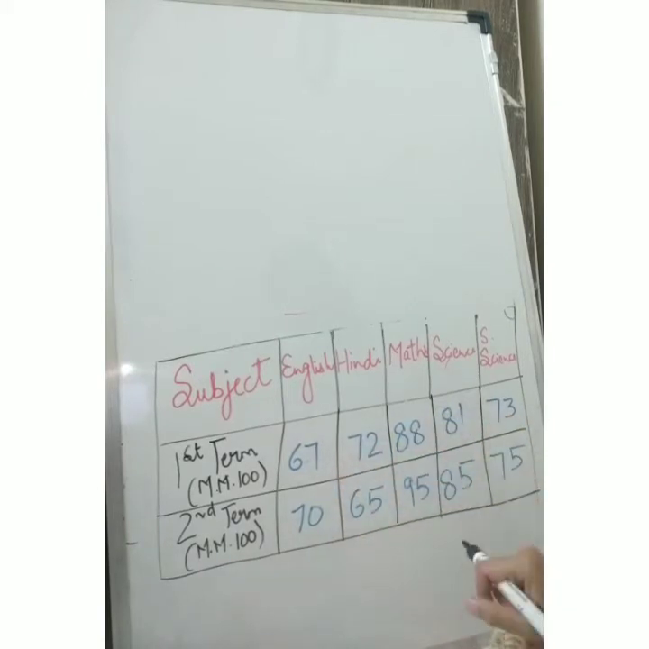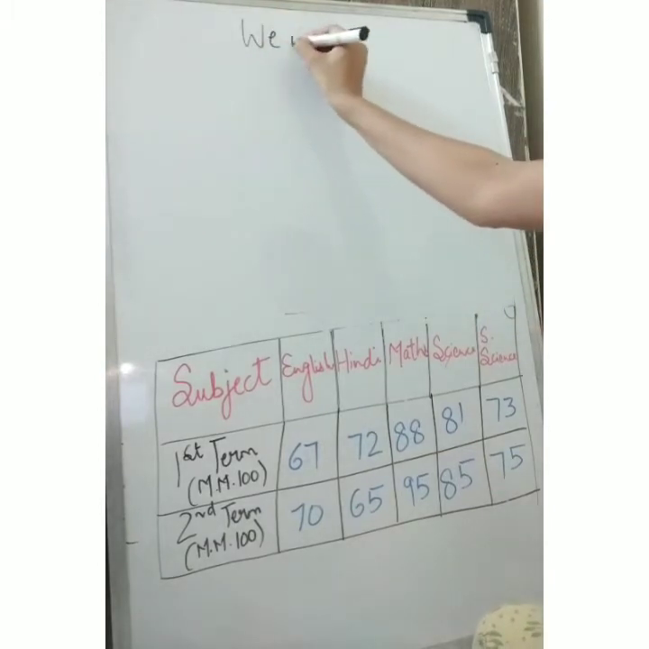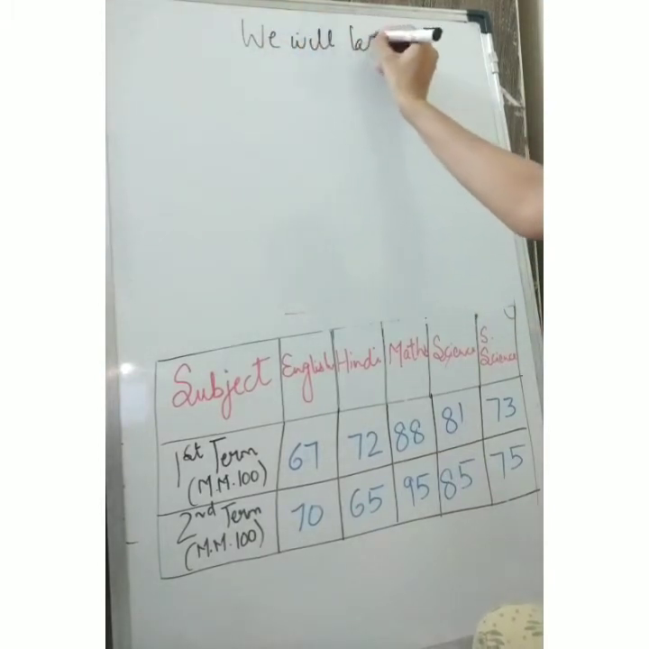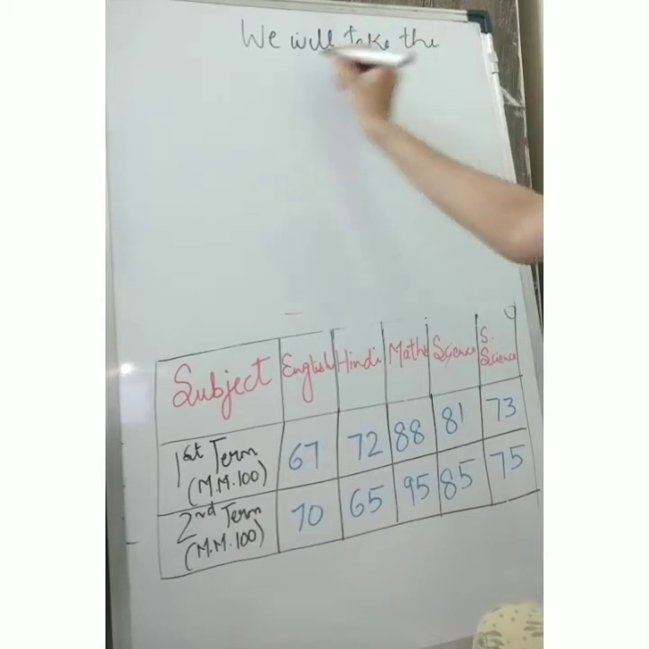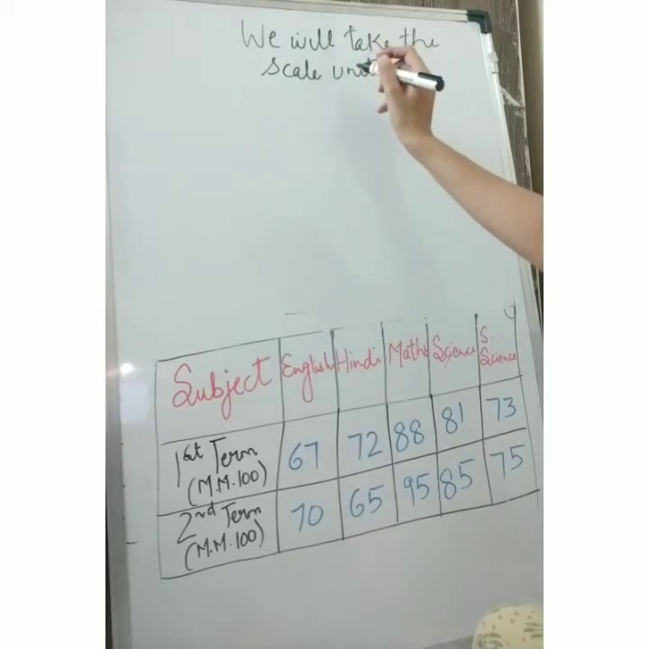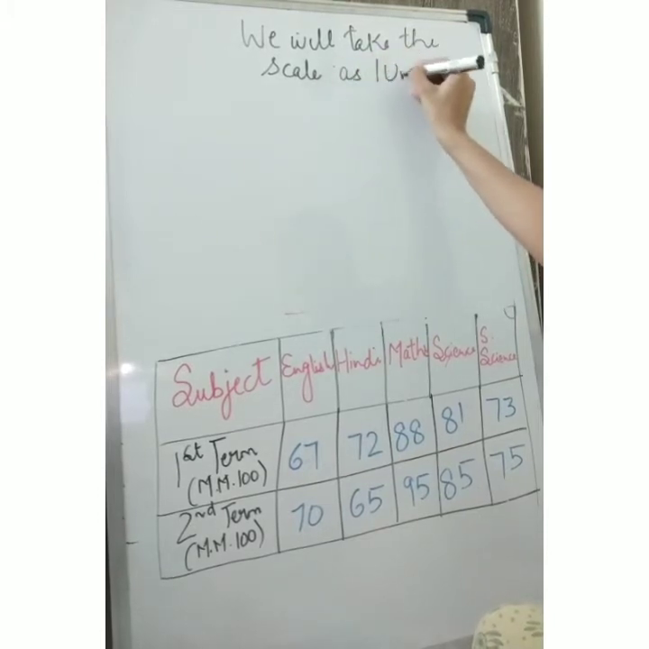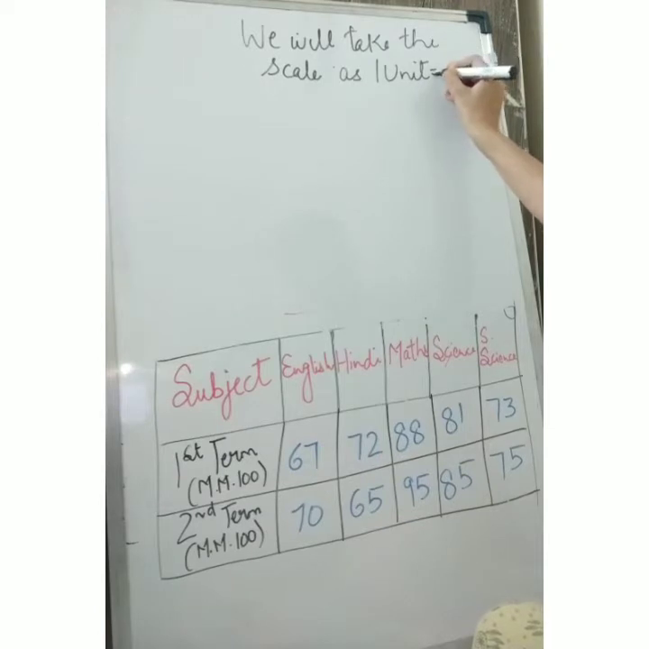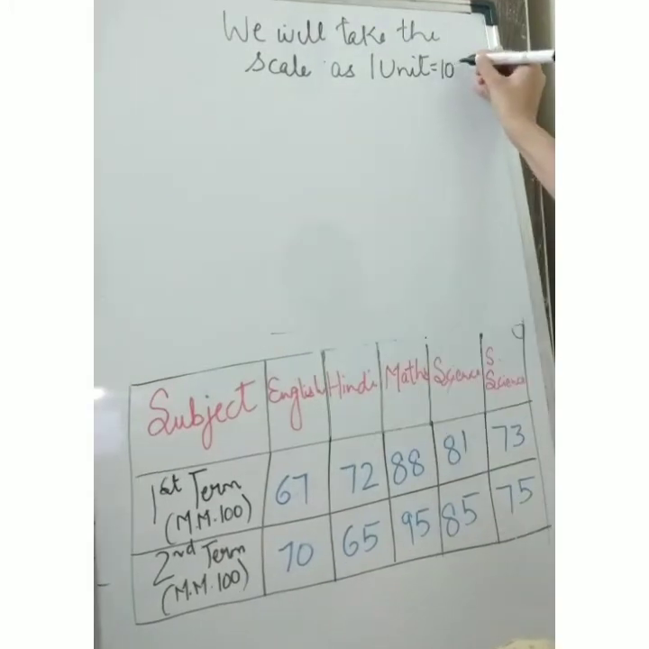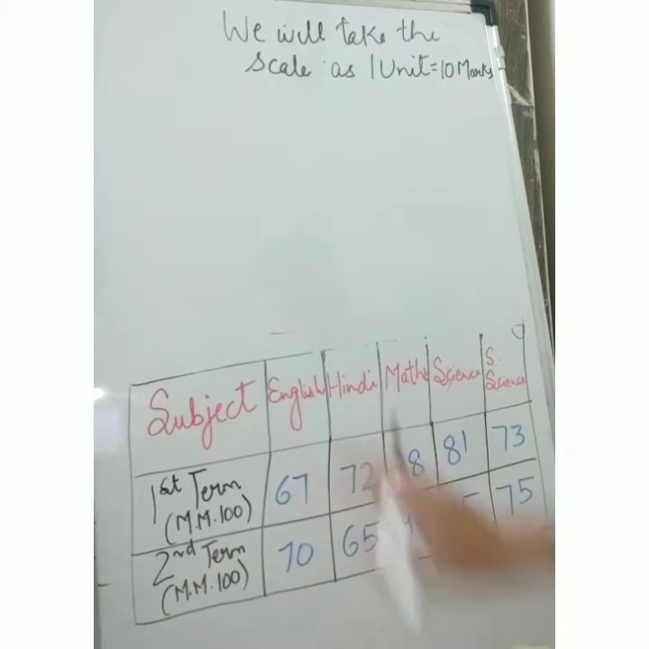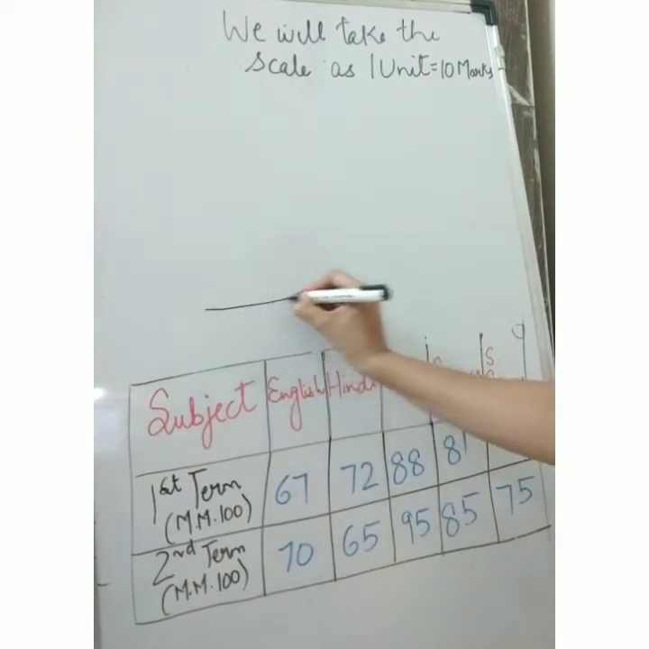Okay students, by seeing all these values we will take a scale unit. So firstly I will write, we will take the scale unit as 1 unit is equal to 10 marks. Okay, so I will draw a double bar graph. Firstly I'll explain how to draw it.